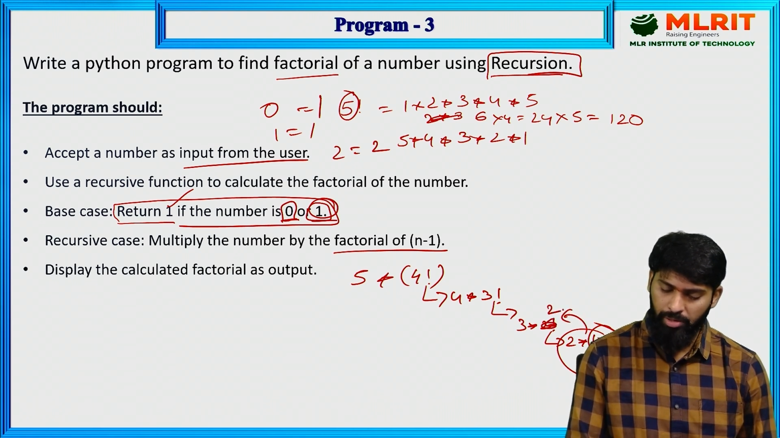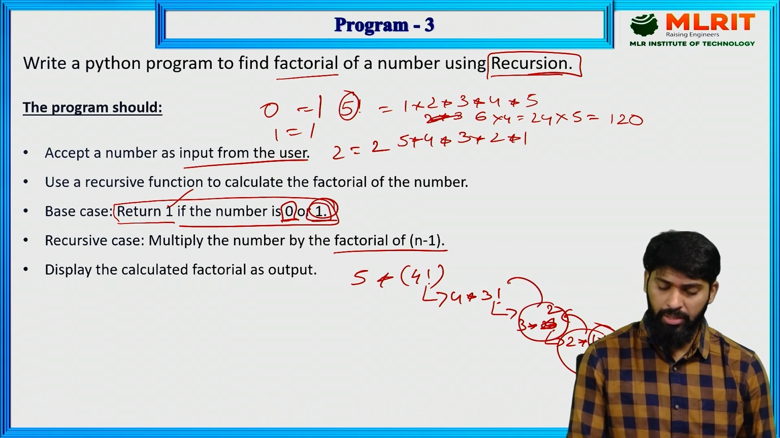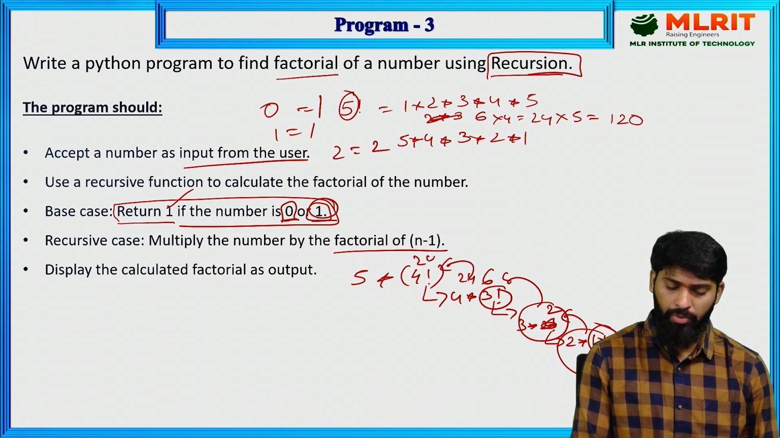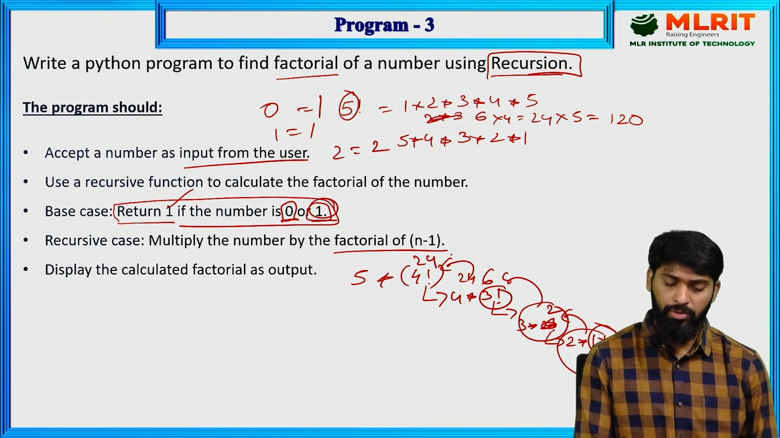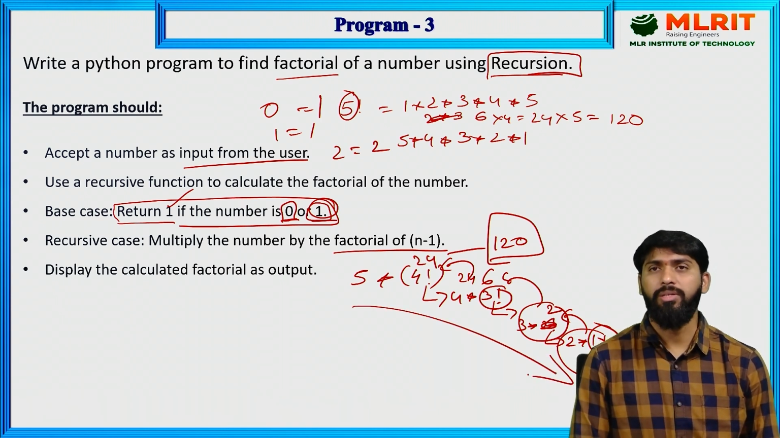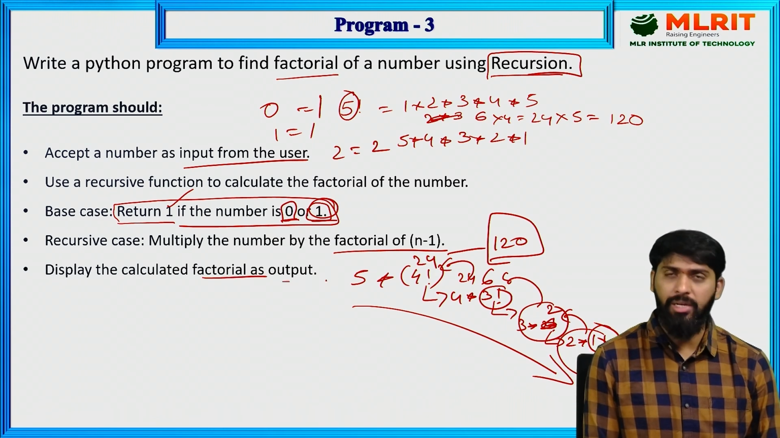So 2 factorial is 2. Now 3 into 2, 6, that is written as 3 factorial, 6. 4 into 6, 24, that is written here, 4 factorial is 24. Now 5 into 24, 120, this is the answer. This we call recursion. So finally, display the calculated factorial as output.